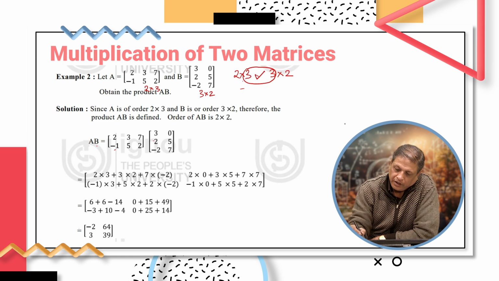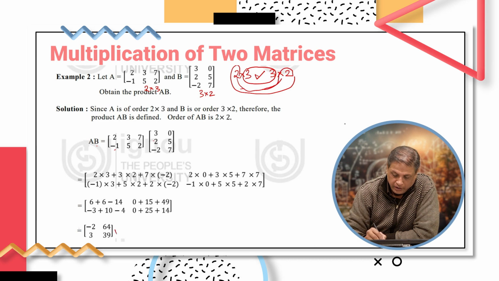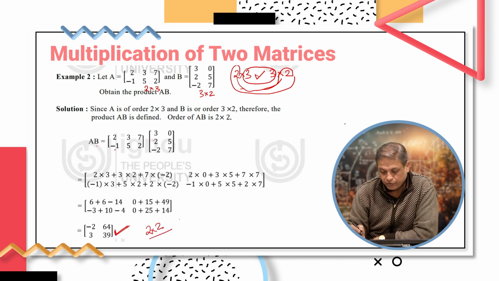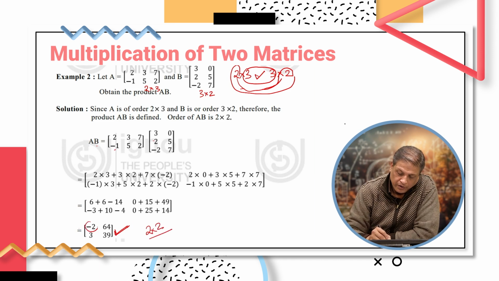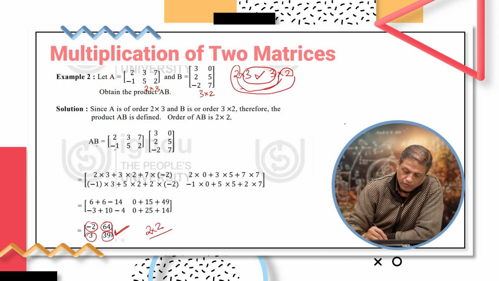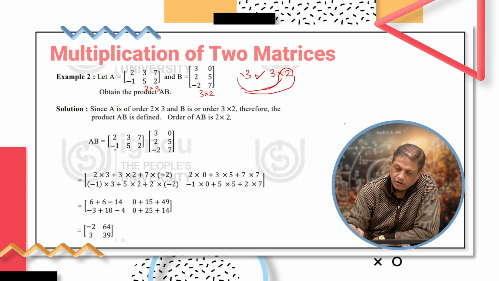The second important thing to observe is what will be the order of the resulting matrix which we are going to obtain after the multiplication of the matrices. The order of the resulting matrix will be equal to 2 cross 2. And you are going to see over here that the order of the resulting matrix is 2 cross 2. But how we got these values, you need to understand. So, how to perform matrix multiplication? Let's begin.